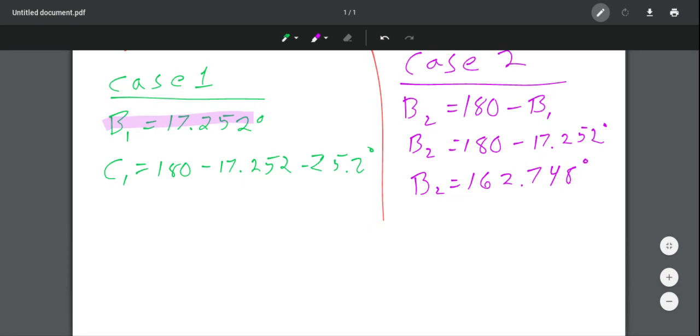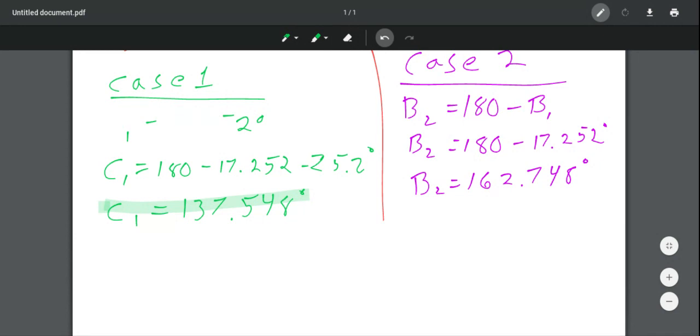Okay, so if I subtract all that, I get 180 minus 17.252 minus 25.2 degrees. I get C1 to be equivalent to 137.548 degrees. Okay, so that's an obtuse angle. That makes sense. So now we have these two angles in our triangle. I have C1, and I should probably not make that purple so it's less confusing. I also have B1. All right, guys, so I have the two angles in case one.